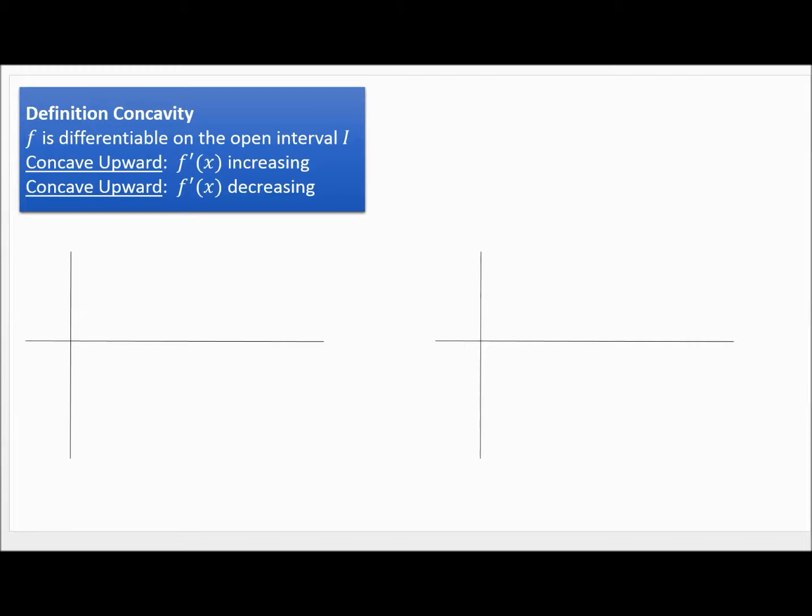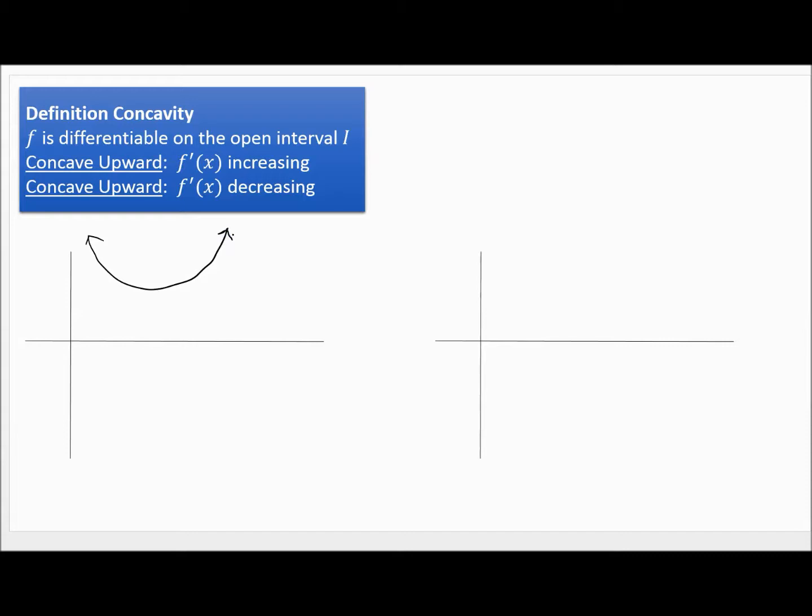So if f is differentiable on an open interval I, in other words, you can take the derivative, the definition: concave upward means f prime of x is increasing. I think we really need to think about what in the world that is saying. First of all, I know you have a thought of what concave upward looks like, and it probably looks something like this, correct? That graph is concave upward.